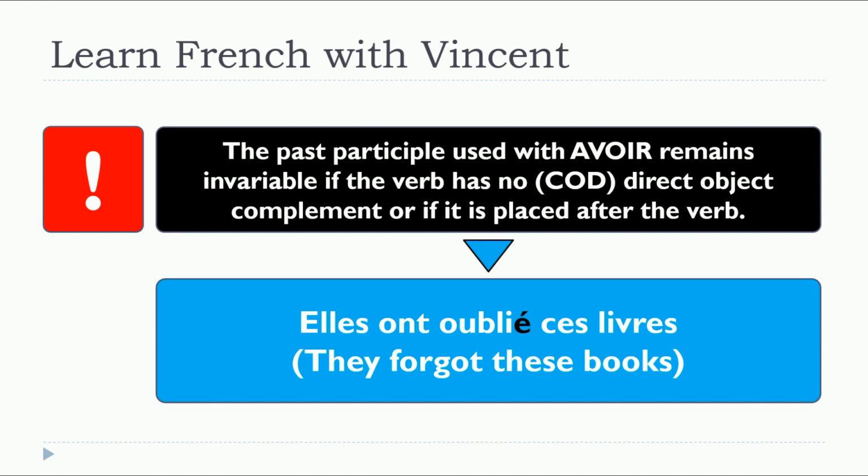So remember, no direct object complement, it will be simple when you have the past participle with avoir. It will remain the same, whether it's masculine, feminine, singular, plural. Or if your direct object complement is coming after the verb, it will be exactly the same thing.